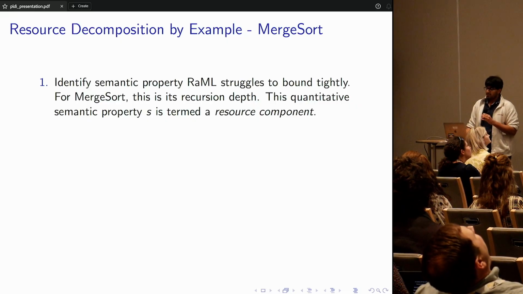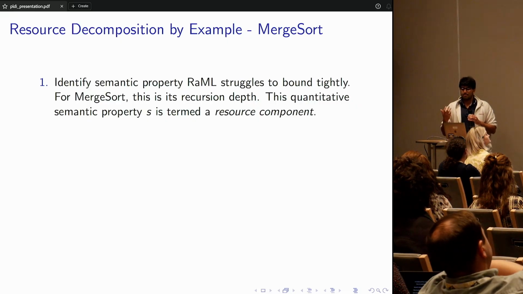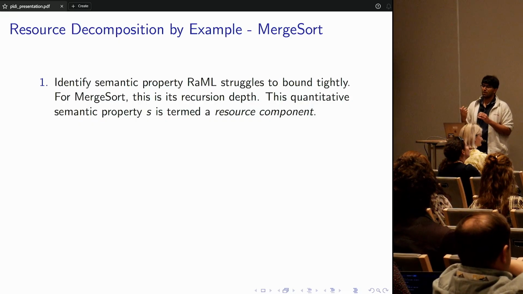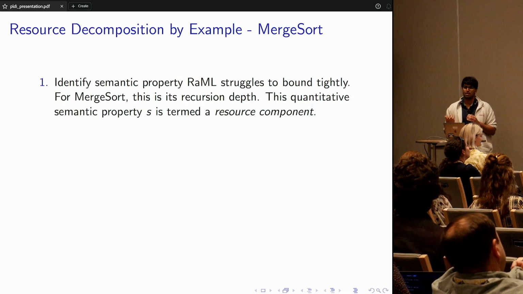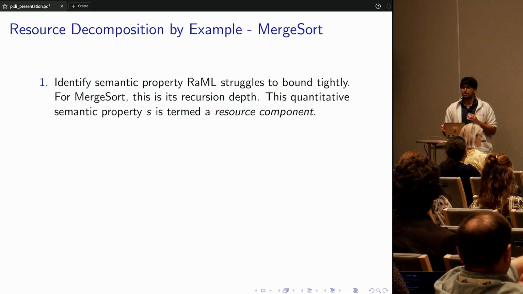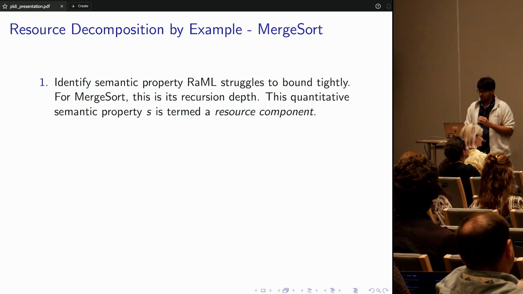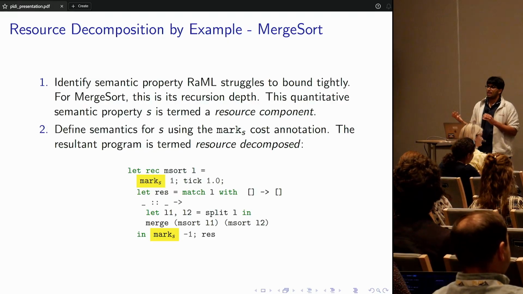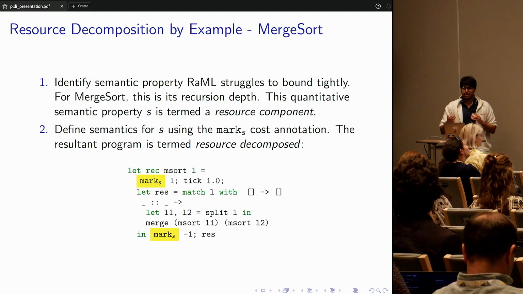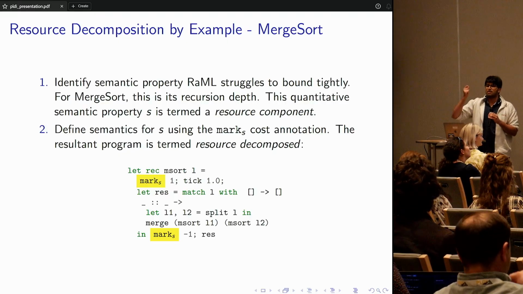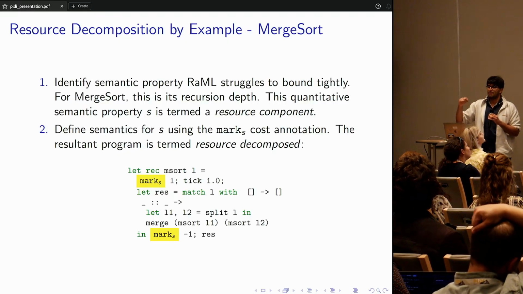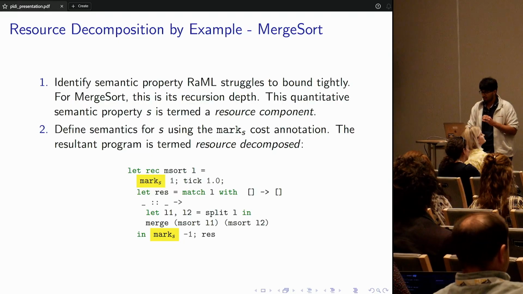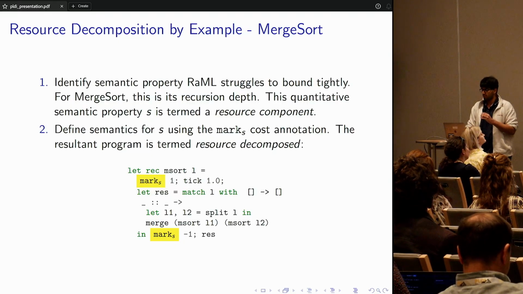So in mergesort, we must first identify the semantic property that RAML struggles to bound tightly. For mergesort, this is its recursion depth. We call this semantic property a resource component, and for my purposes, this will always be the recursion depth of some function. The next step for the user is to define this semantic property using the mark cost annotation construct. In the case of mergesort, mark is incremented whenever you enter the body of mergesort and decremented whenever you leave the body of mergesort, which corresponds to tracking the recursion depth. This program is termed resource decomposed.